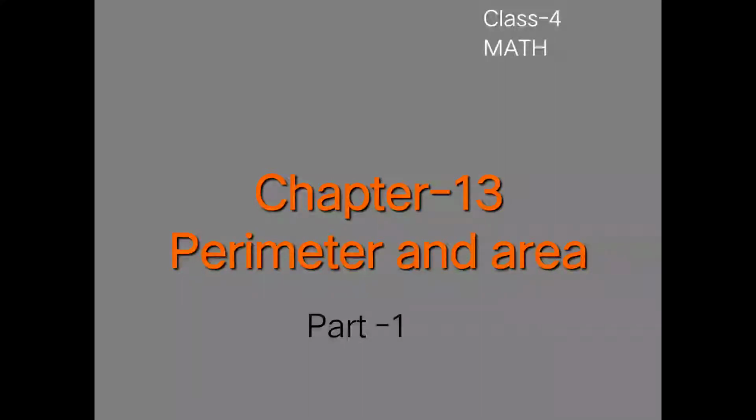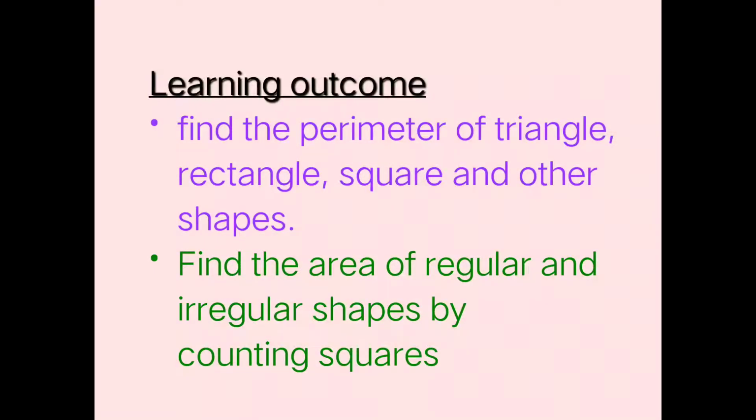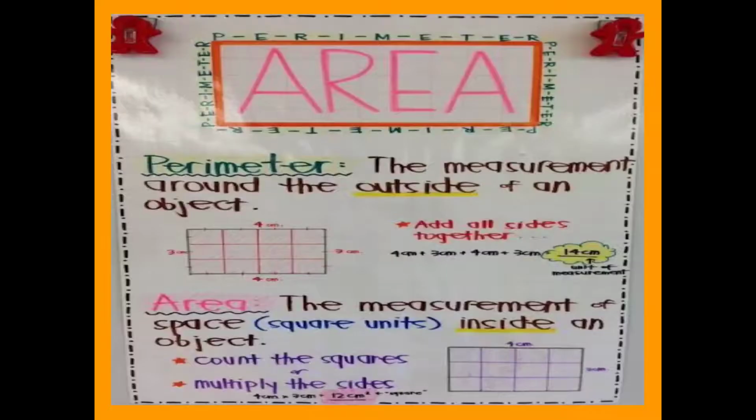Hello everyone. Today we are going to learn a new chapter, which is chapter 13, and the chapter name is perimeter and area. In this chapter we are going to learn to find the perimeter of a triangle, rectangle, square and other shapes, and find the area of regular and irregular shapes by counting squares.